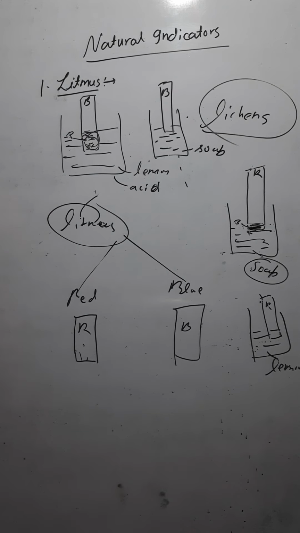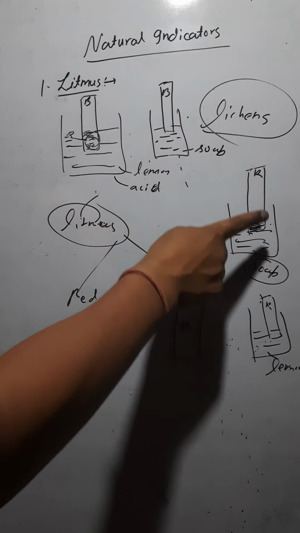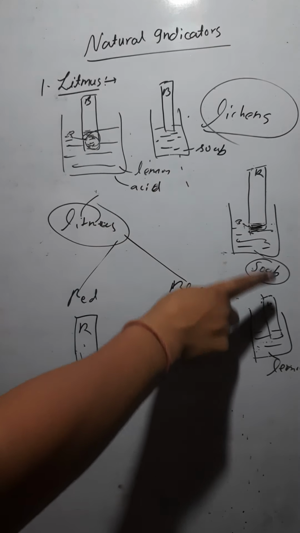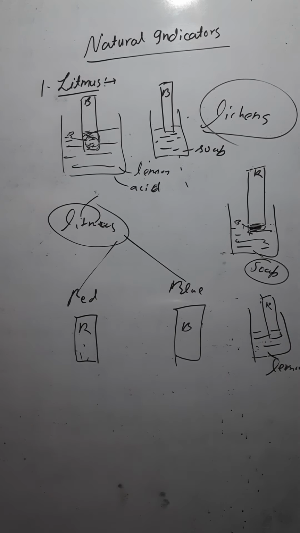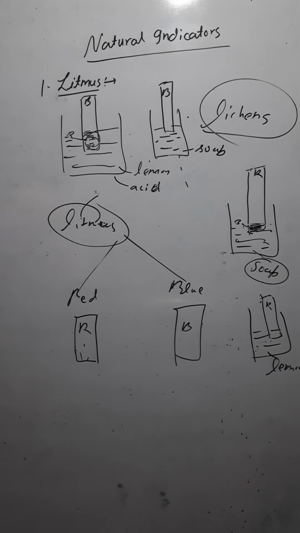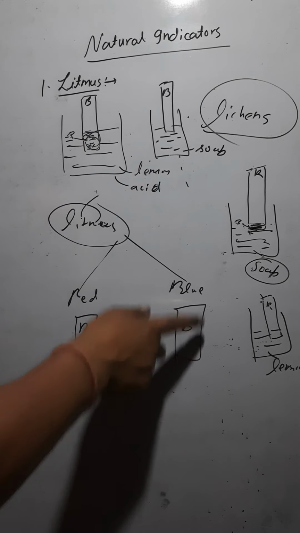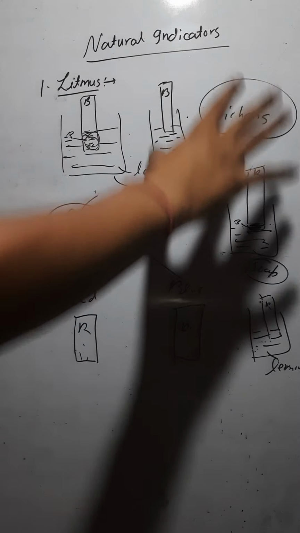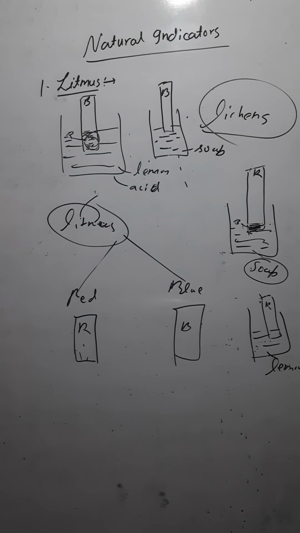So now we have concluded that red litmus paper turns blue in base, and red litmus paper would remain red in acid. Blue litmus paper turns red in acid, and blue litmus paper remains blue in basic solution. This is what we have concluded today. Are you getting this?